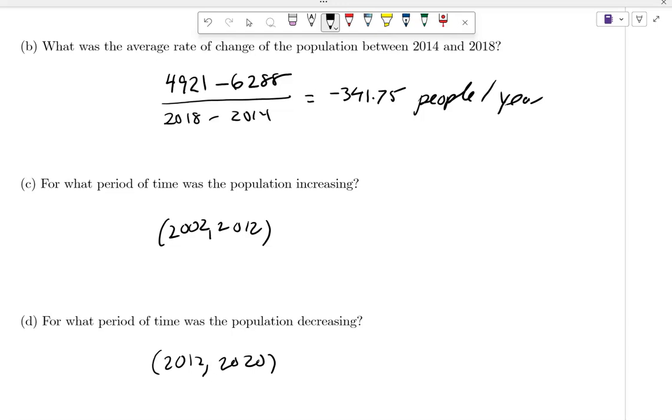So again, we're looking at the years, looking for when the outputs go up. We went up from 2002 to 2012. And then starting in 2012, it dropped until we got to 2020. And that's all the information we have, so that's all that we can say. Questions on that one? It's okay?